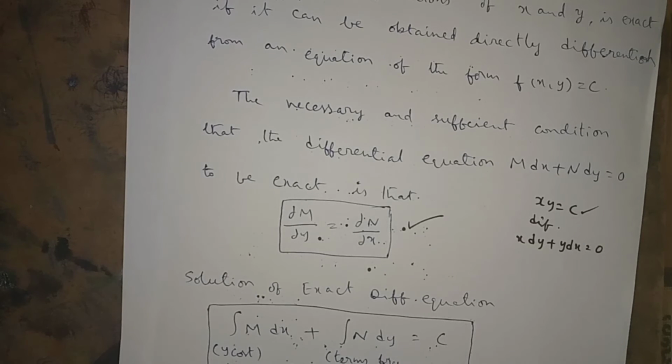∂M/∂y means whatever M is there, we have to differentiate M partially with respect to y. While differentiating partially with respect to y, we have to differentiate y terms only. We have to keep all the x terms as constants. ∂N/∂x means while differentiating with respect to x partially, in N we have to differentiate with respect to x only. Treat the remaining terms, y terms, as constants.